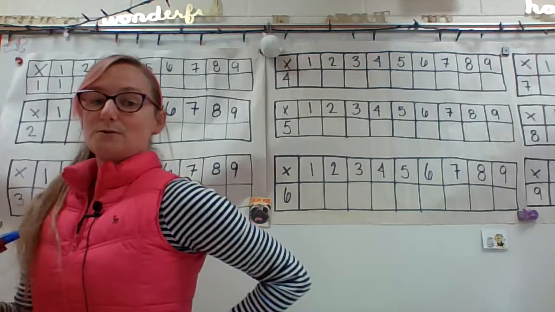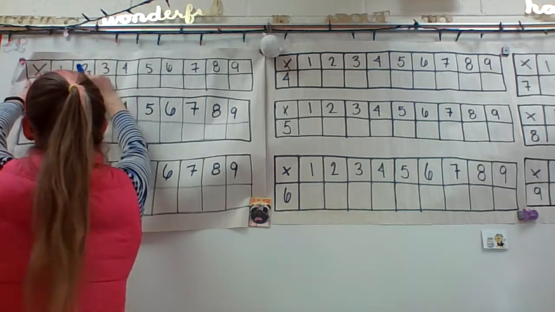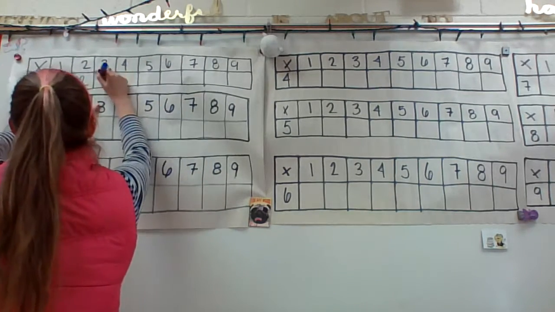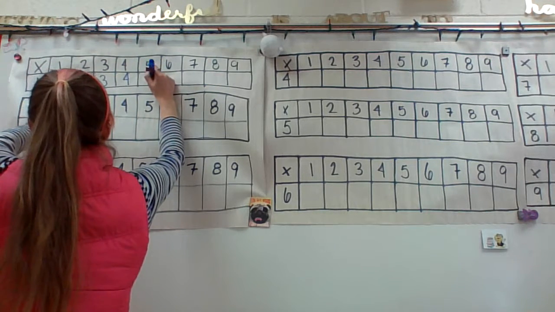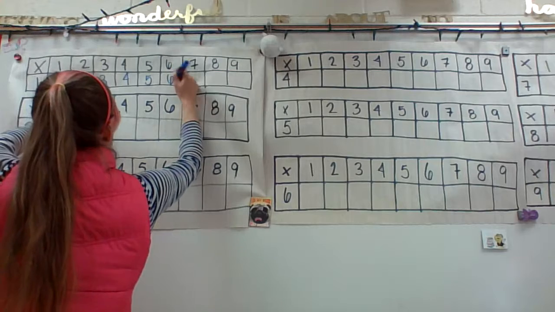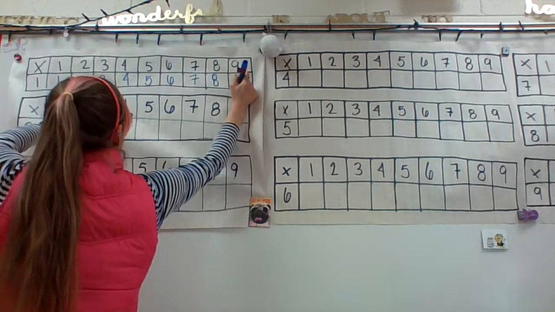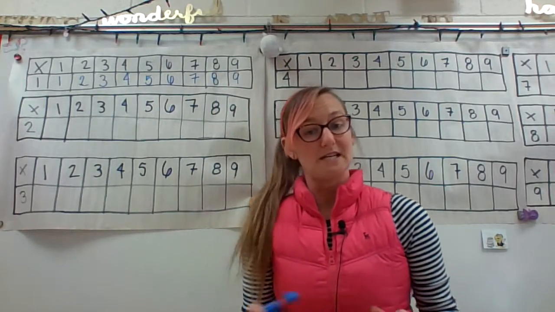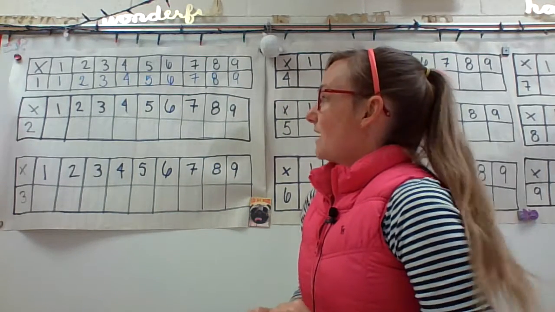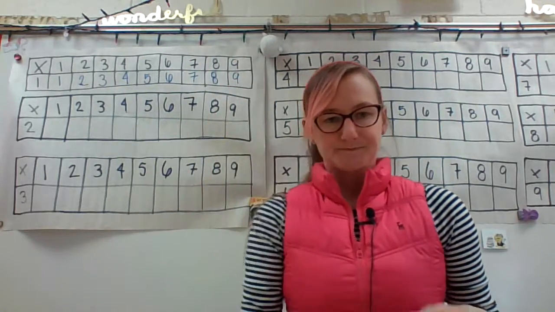1 times 2 is 2. Whoopsies. 1 times 3 is 3. 1 times 4 is 4. 1 times 5 is 5. 1 times 6 is 6. 1 times 7 is 7. 1 times 8 is 8, and 1 times 9 is 9. So this is the identity property of multiplication. It's where a number multiplied by 1 is always going to equal that number.